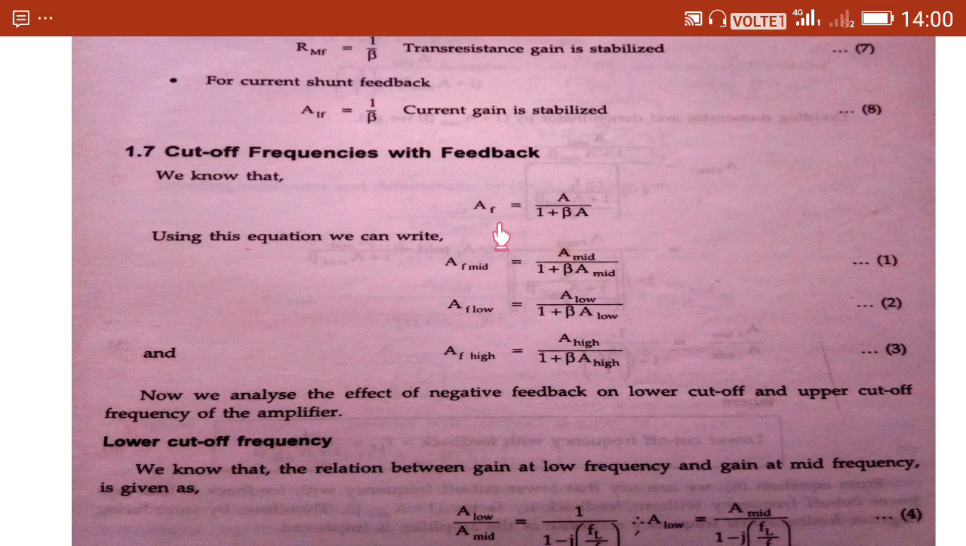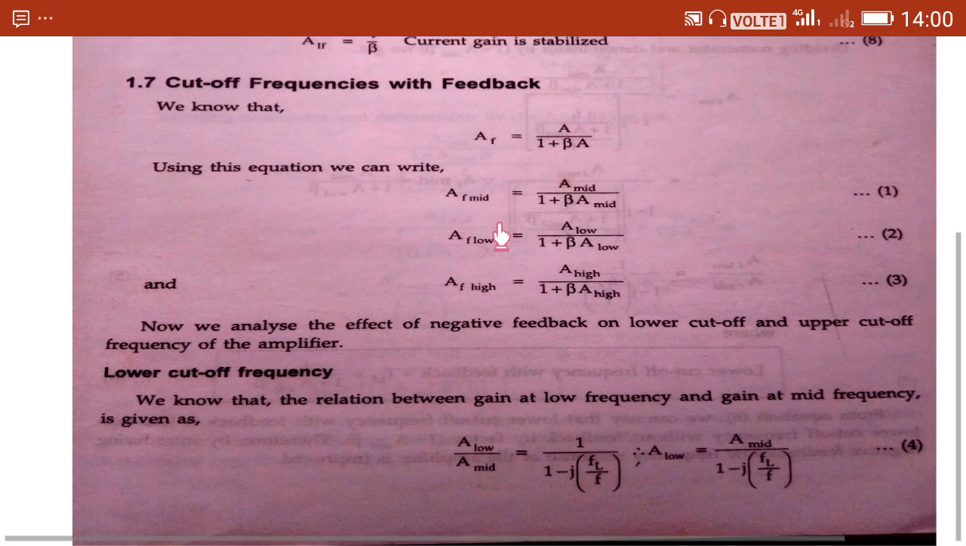Now what is AF mid? Similarly with AF, what is AF? AF is A upon 1 plus A beta. So similarly AF mid will be A mid upon 1 plus beta A mid. Okay, so what will be AF low? AF low will be A low upon 1 plus beta A low. It's simple. Okay, so then what will be AF high? AF high will be A high upon 1 plus beta A high. Okay, so these are our equation number 1, 2 and 3.